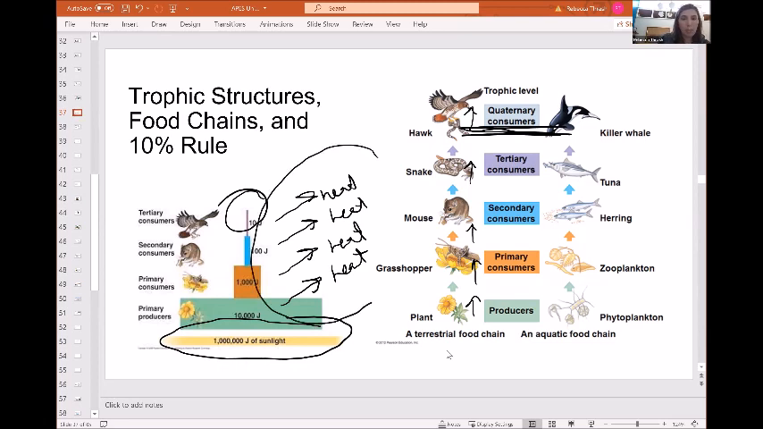This 10% rule, this is all the second law. As energy is converted from one form to another, it's never 100% efficient. Generally, it's about 90% inefficient when it comes to movement through trophic structure. That's why we call it the 10% rule. Roughly 10% of what the primary producers make moves to the consumers, and then roughly 10% of that moves to the next level of consumers.